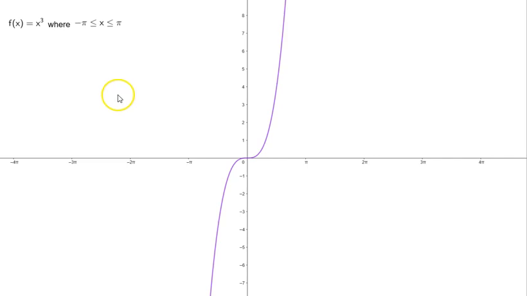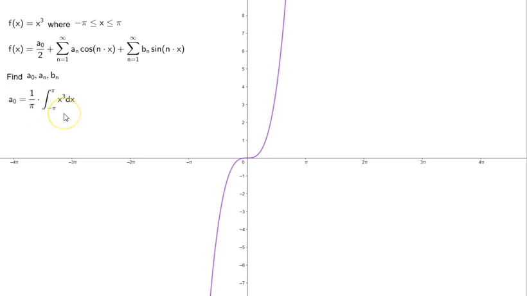Let us look at the Fourier series for f of x equal to x cube in the interval minus pi to pi. We know the formula for the Fourier series, and here we have to find a naught, an, and bn. So let's take it one by one.